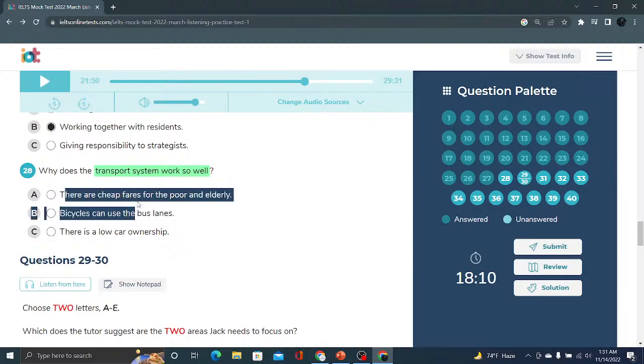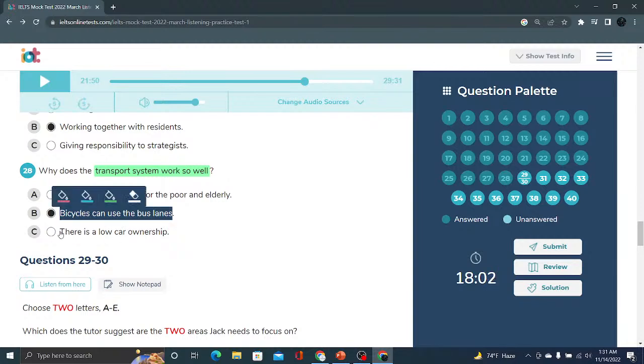There are cheap fares for poor and elderly. Bicycles can use, but no, it's not the answer. I think there is a low car ownership. No, it's not the answer. I think the answer would be option A, because you were saying that poor and elderly residents are able to benefit from a social fare that allows them to use the system for less. So the answer would be there are cheap fares for poor and elderly people. That's why the answer would be option A.